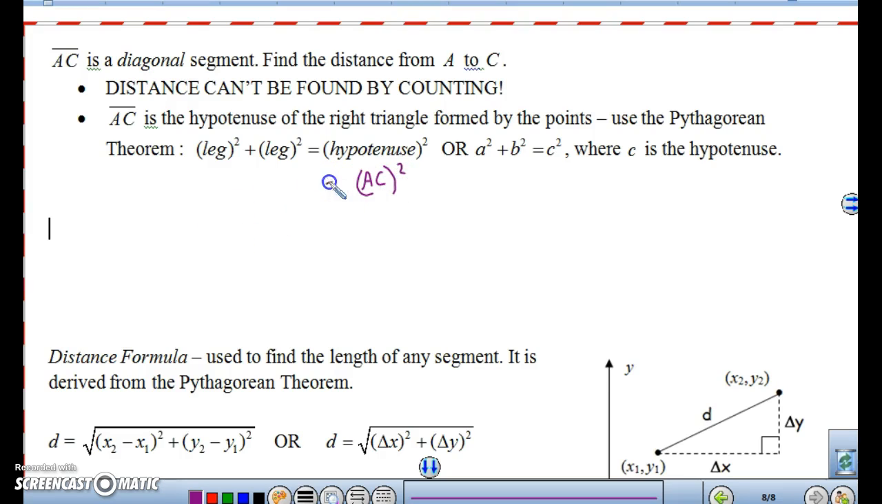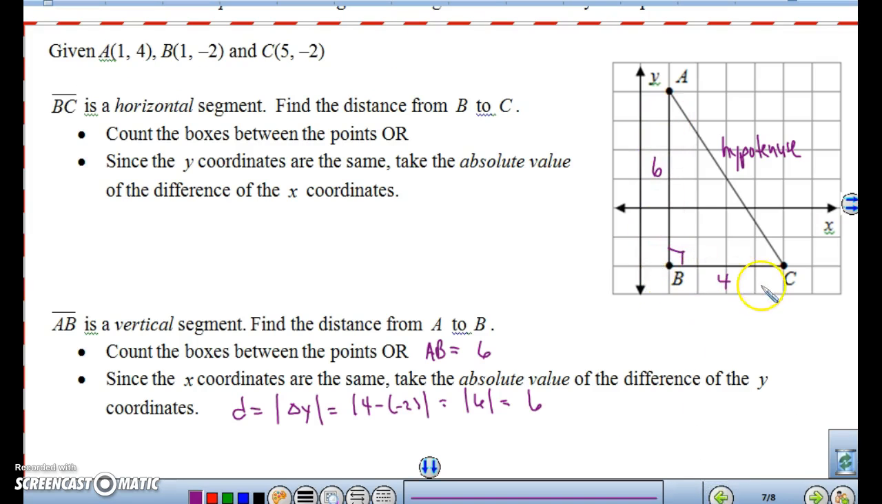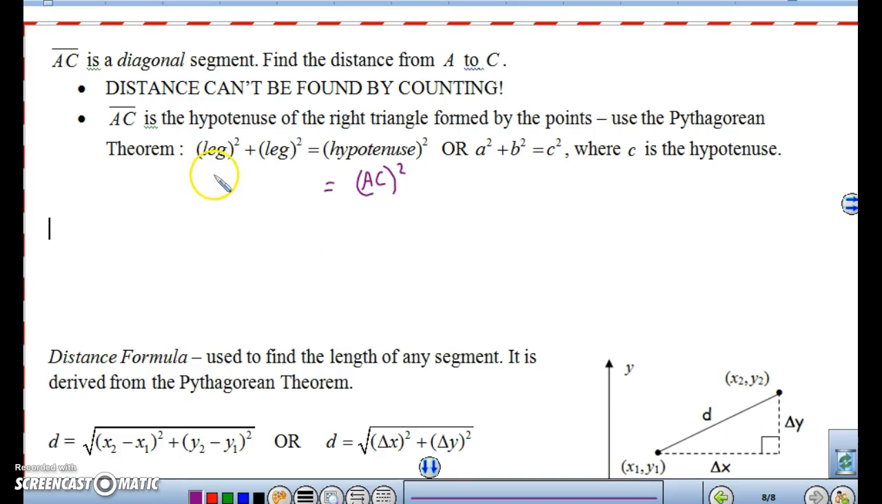So I'm going to put AC squared in there. My other two legs are AB and BC. So I'm going to put in 6 squared and 4 squared. So 6 squared plus 4 squared. Solving for AC squared, we get 6 squared is 36, 4 squared is 16, which is equal to AC squared. Add these together, 36 and 16 is 52.